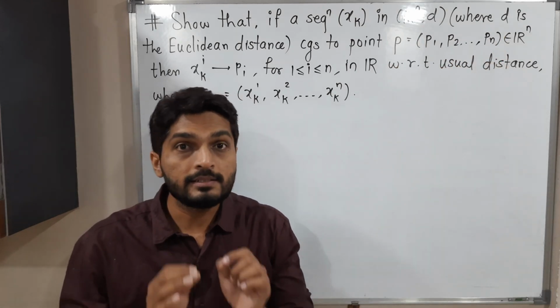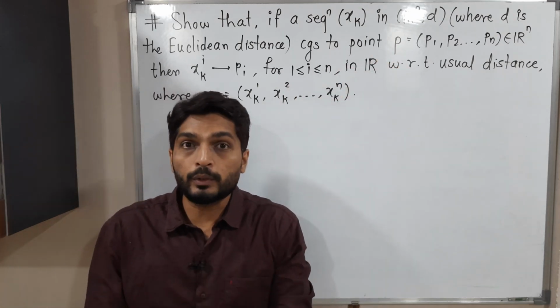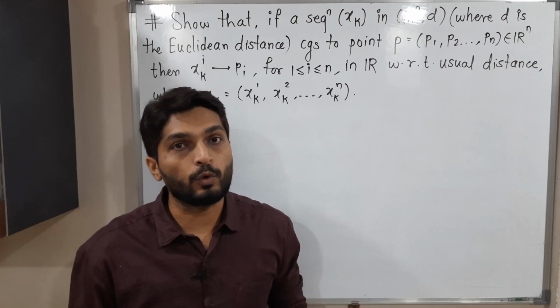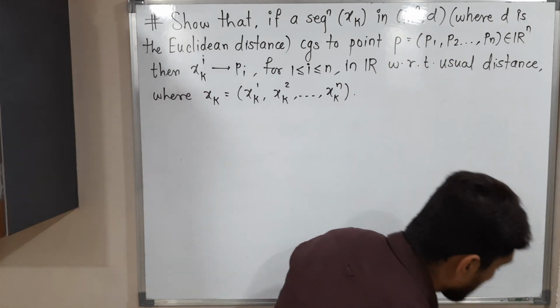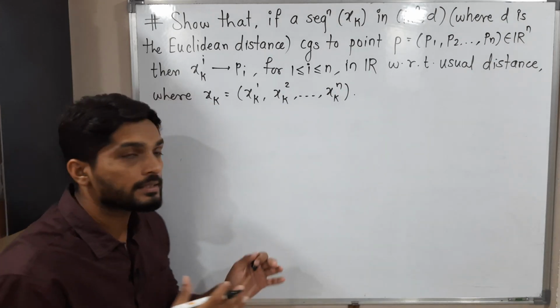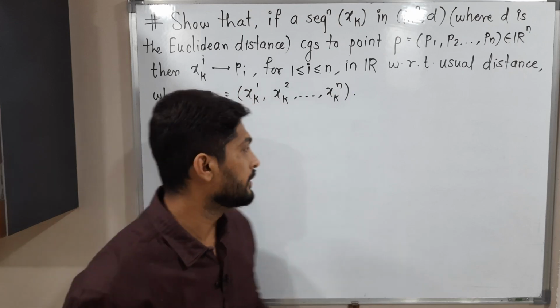We are given a sequence, and this sequence converges to point P. We have to prove that each component sequence converges to the corresponding component. So let us discuss in detail. We are trying to understand the meaning of this statement, and then we will prove it.